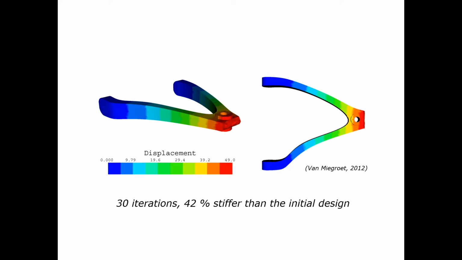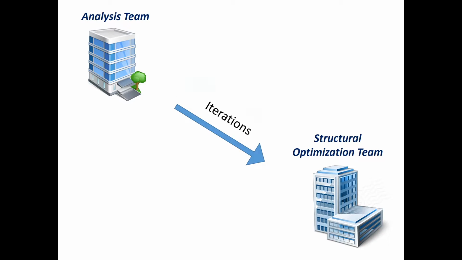This selection is essential and is generally guided by the designer's experience. However, since these few load cases can hardly represent the whole dynamic loading, iterations between the two teams are usually needed, which slows down the design process and lessens its efficiency.